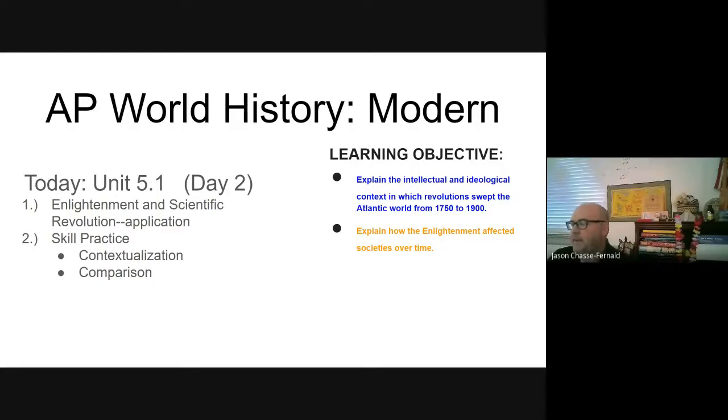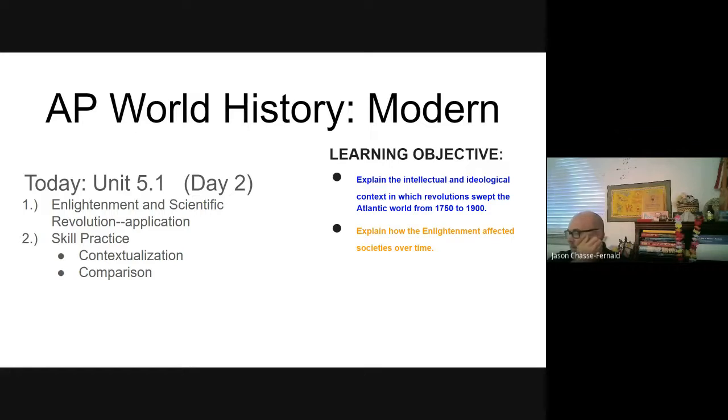Welcome back to AP World History Modern. Today we're going to begin our second day on Unit 5.1, the Enlightenment. We're looking at the Enlightenment and the Scientific Revolution, and doing some application today. We'll be doing some contextualization of these philosophers, making some comparisons.